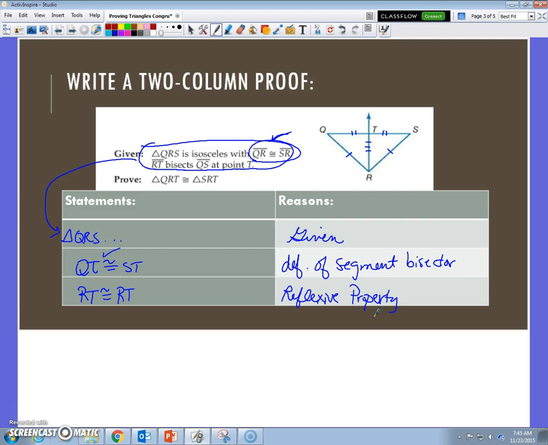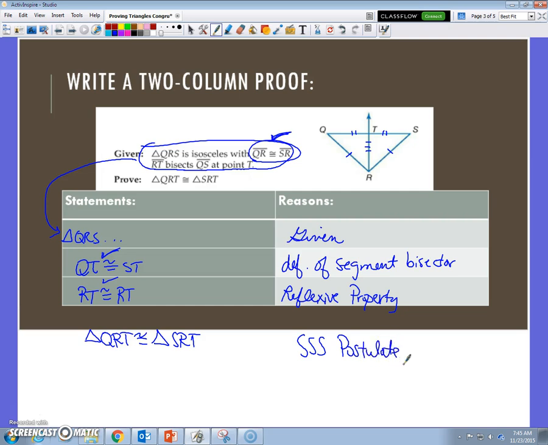And then finally, since we have our three congruencies, yesterday we had to make sure that all the angles were equal as well. Today we don't have to do that, because now that we have all three sides congruent, we know through the side-side-side postulate that triangle QRT is congruent to triangle SRT. And that is through the side-side-side postulate.